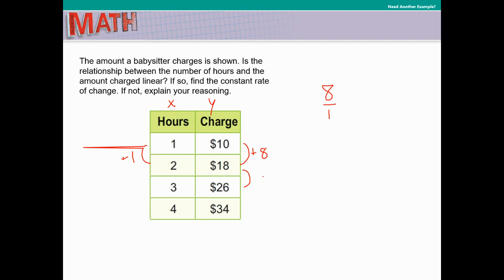How much does it change from 18 to 26? Okay, that's plus 8. How about from 2 to 3? It's plus 1. So that equals 8 over 1. Same ratio so far. How about from 26 to 34? That one's plus 8. And 3 to 4, that one's plus 1. So we've got the same ratio each time. Is it linear?